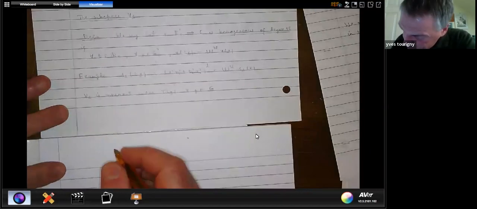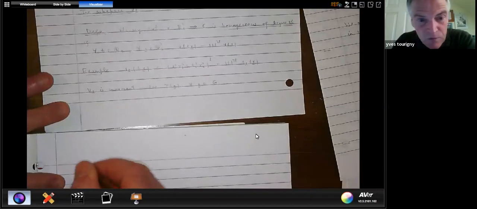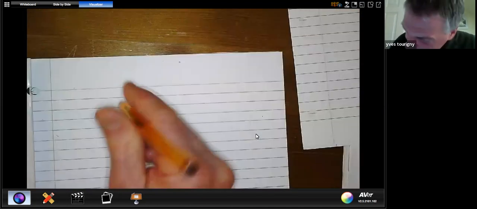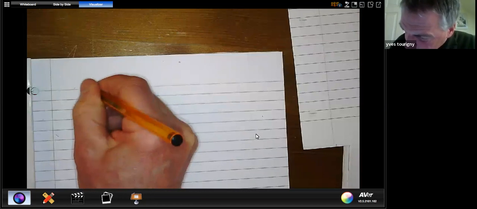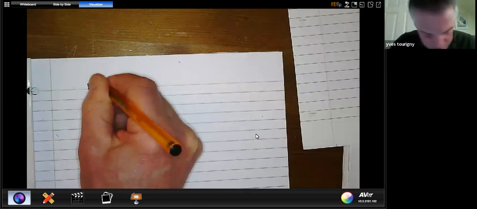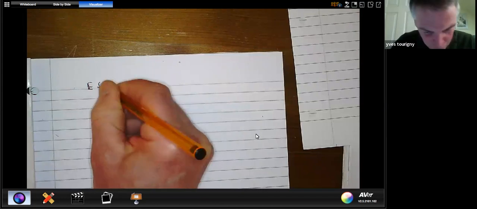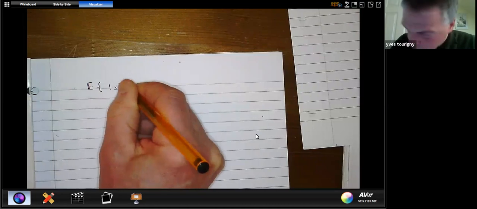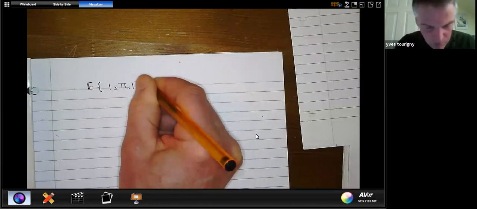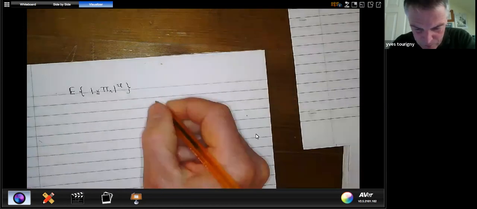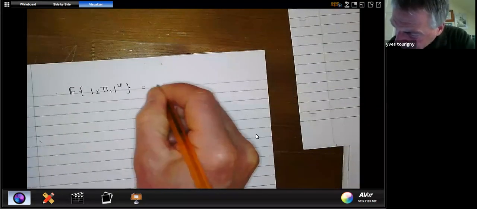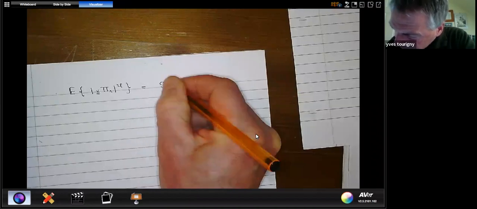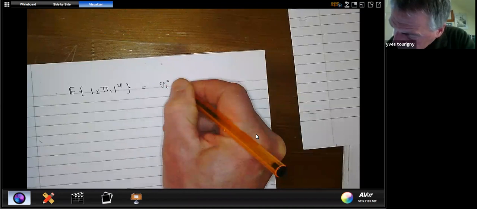Sorry, should have been better prepared, I think. So I'm writing the same equation as before. Okay, so what did we say? We said that this was the same as this operator applied n times to this particular function.